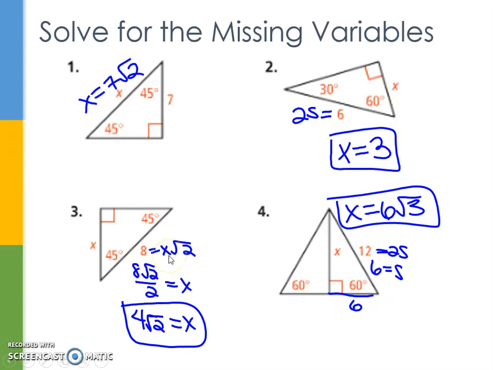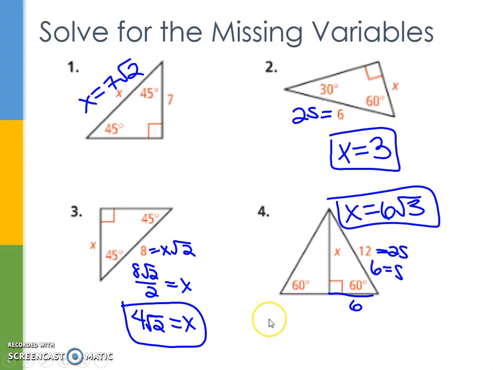Number 3, we have right here, hypotenuse is leg radical 2. So we're going to solve for x. We're going to divide each side by radical 2, and you get 8 divided by radical 2. And then you're going to divide it by 2, and that's 4 radical 2. And then right here, we're going to look at 60. So it's 12 equals 2s. S is 6. And then x right here is 6 radical 3, because 12 divided by 2 is 6, and this part is the leg radical 3.